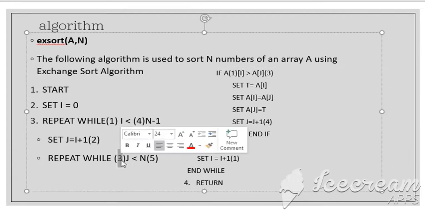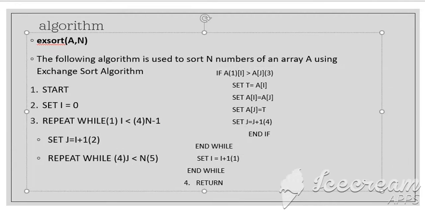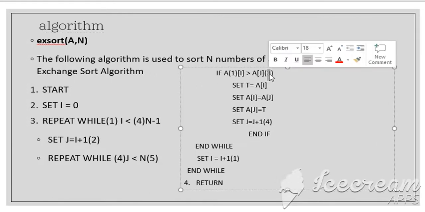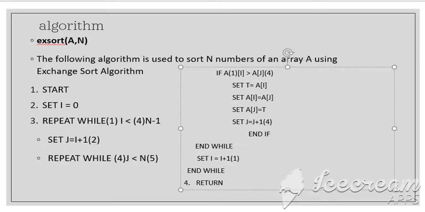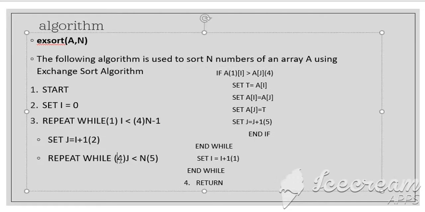Again the condition is evaluated, whether 4 is less than 5. The condition is true. So the first element is compared with the fourth element, that is the last element. If the condition is true, swapping will occur and then j increments to 5, and 5 less than 5 condition is false, so the inner loop exits.